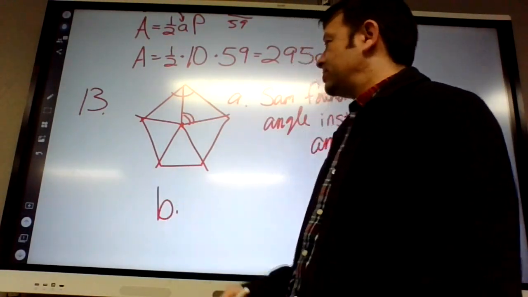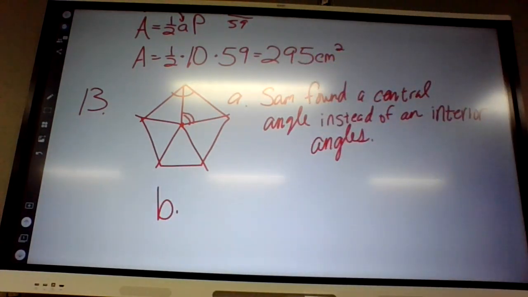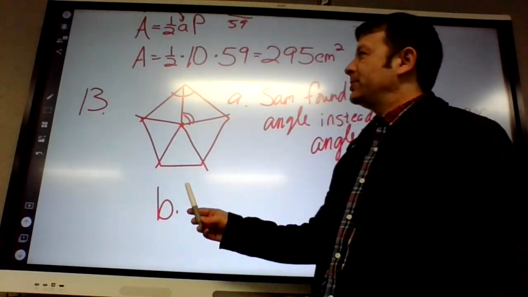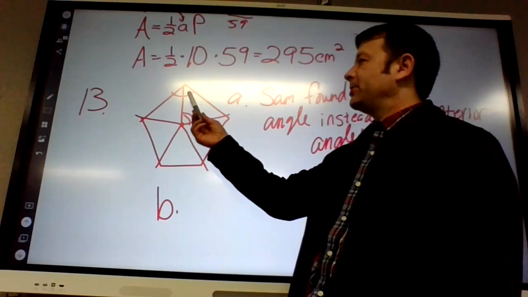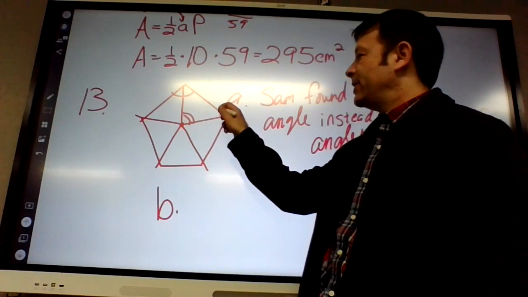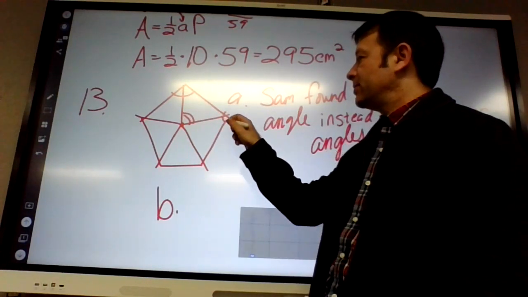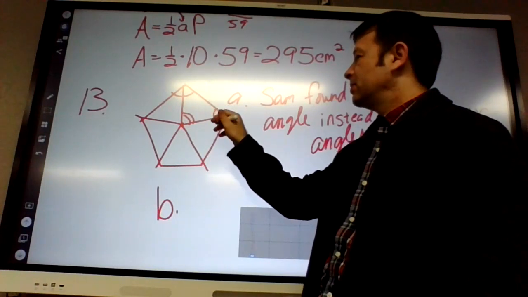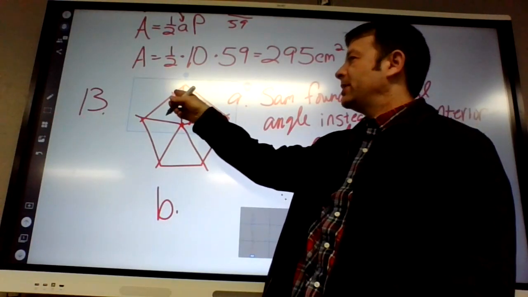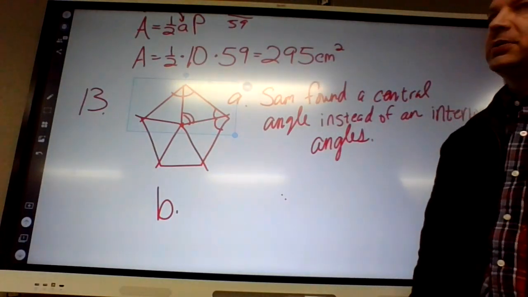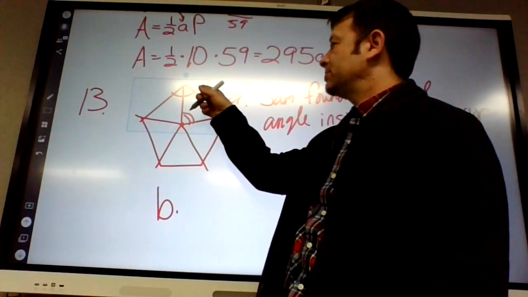So B, though, is we're actually supposed to find the interior angle. There are 2 ways to do it. One way is, we kind of talked about this on number 9 or something, but remember we can find what these little angles are right in here, right? And if we put two of those little angles together, that would add up to one of these angles.